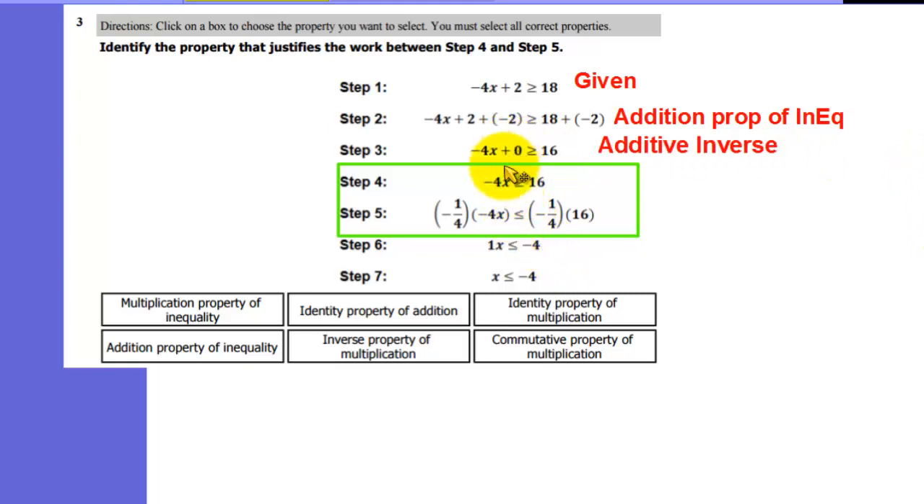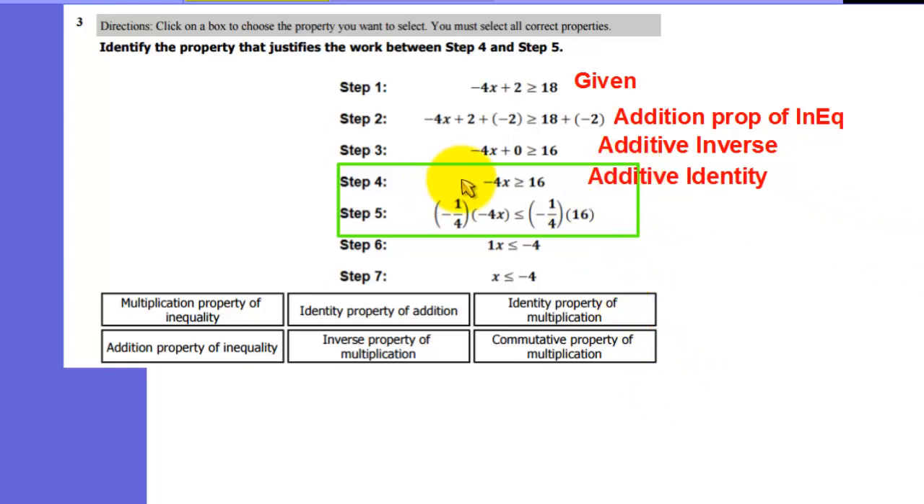And then from 3 to 4, we added negative 4x and 0. And we know that anything added to 0 will just give us that same expression, negative 4x. So this one is additive identity.